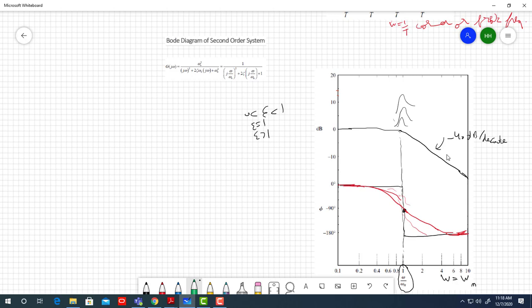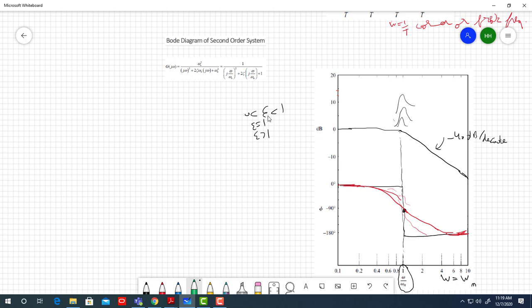If you have minus 60 decibel per decade, you should expect a phase up to minus 270 degrees. Here, because your slope is minus 40 decibel per decade, the phase is minus 180, as we demonstrated last time. At the corner frequency, omega n, your natural frequency, you have a peak amplitude. If excited at an input equal to the natural frequency of the system itself, I could expect a peak if zeta is between 0 and 1. And that's what we saw.